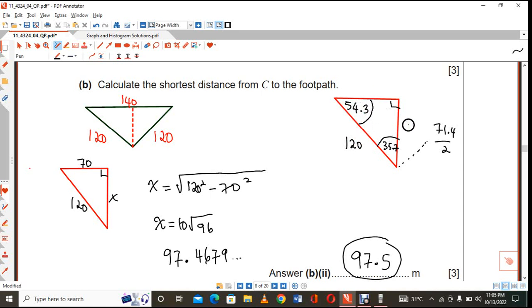Now you can use your ratios in order to find that. So I'm just going to write the possible things that you could have done on this side, and you will see that it will come to the same answer. So you could have used the sine of 54.3. Sine of 54.3 is whatever is opposite, in this case x, over the hypotenuse of 120. Someone else can use the cosine of 35.7, and that is x over 120. Cross multiply, and you should get to the same answer, to 3 significant figures.